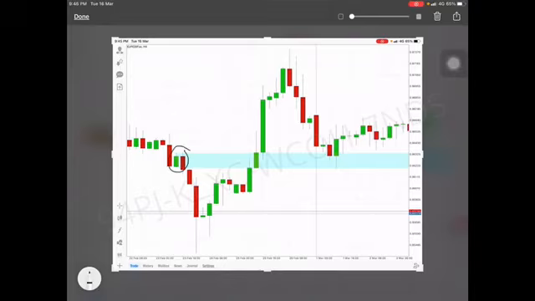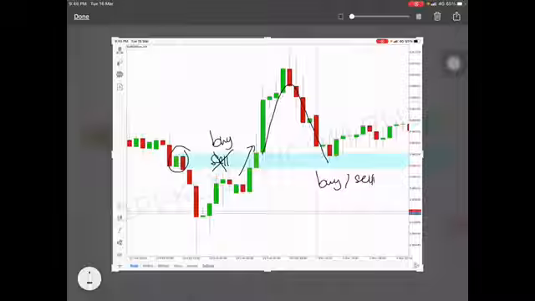So when it broke upward, this place was originally for sell, but then it broke upward. That means it is no longer for sell, it is for buy. So when the price comes back to the zone, are we looking for sell? Buy. We're looking for buy.